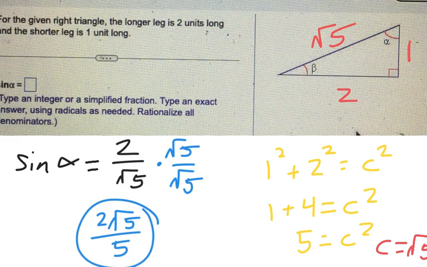You can continue this for all the other trig functions. Like I said, the one key here is sometimes it's going to ask you to do it from the angle alpha, and other times it's going to ask you to do it from the angle beta. So if I was asked to find sine from beta, that would be the opposite of 1 over the hypotenuse of radical 5. But it's still the same process for rationalizing the denominator.